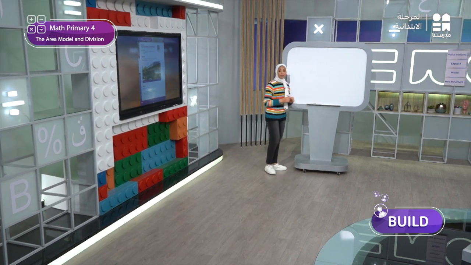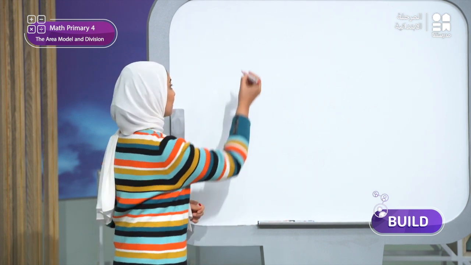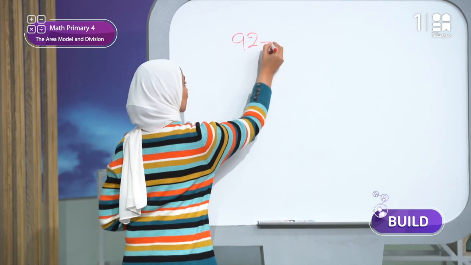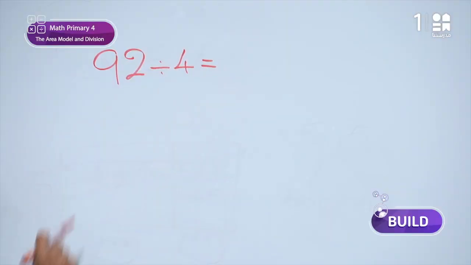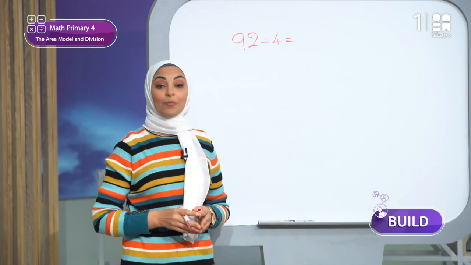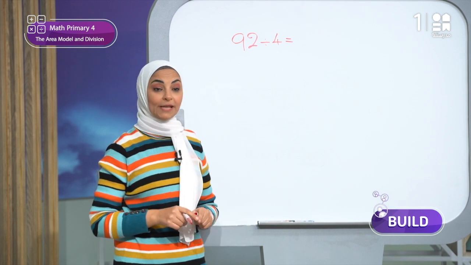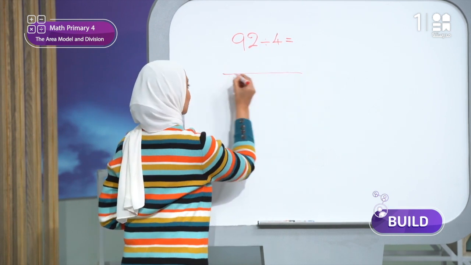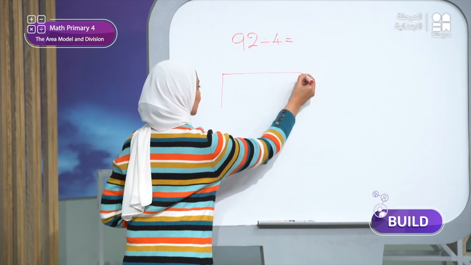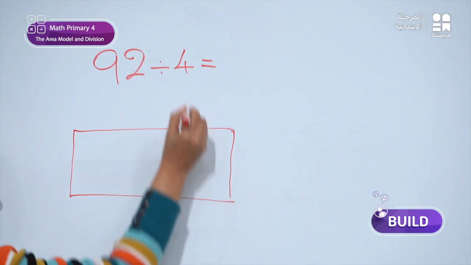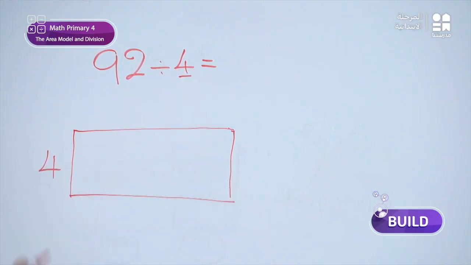Okay, now let's solve it all together. So what should I do? Of course, I will divide 92 divided by 4. Let's write it. 92 divided by 4. Okay, the first step, of course, I will draw my rectangle. As you see here, I will draw my rectangle and put 4 on this side.